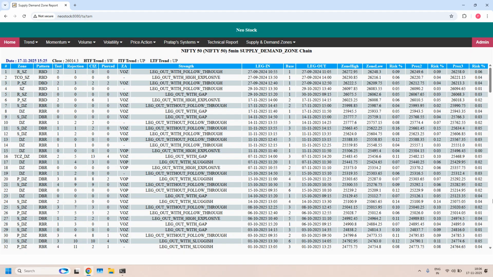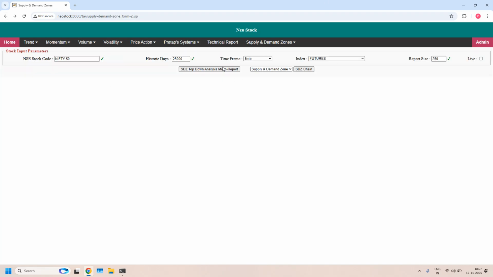So this is a NIFTY supply demand zone chain report. Next, I will generate a BANKNIFTY supply demand zone chain. Changing the name to NIFTY Bank, that is nothing but BANKNIFTY. Generating monthly supply demand zone chain for BANKNIFTY.